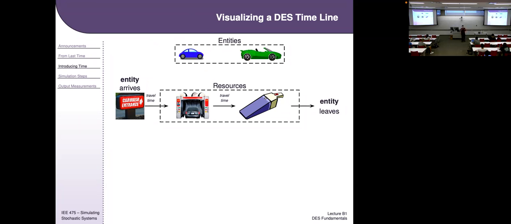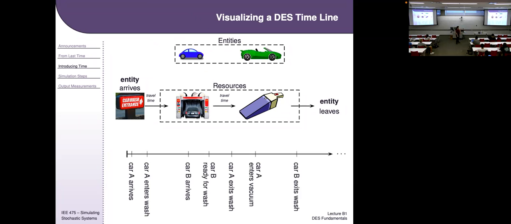So these are the types of things we could think about modeling if we're modeling a car wash. Now, if I were to run this model of the car wash, I could look at all of the events and it would form a timeline that looks like this.